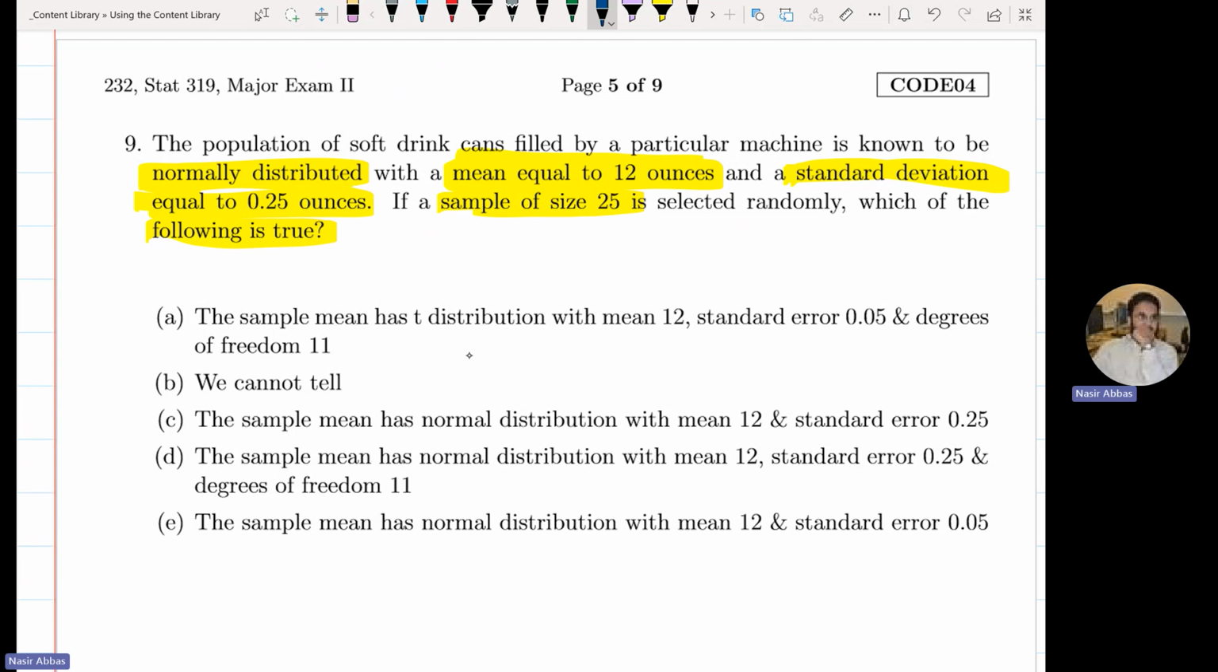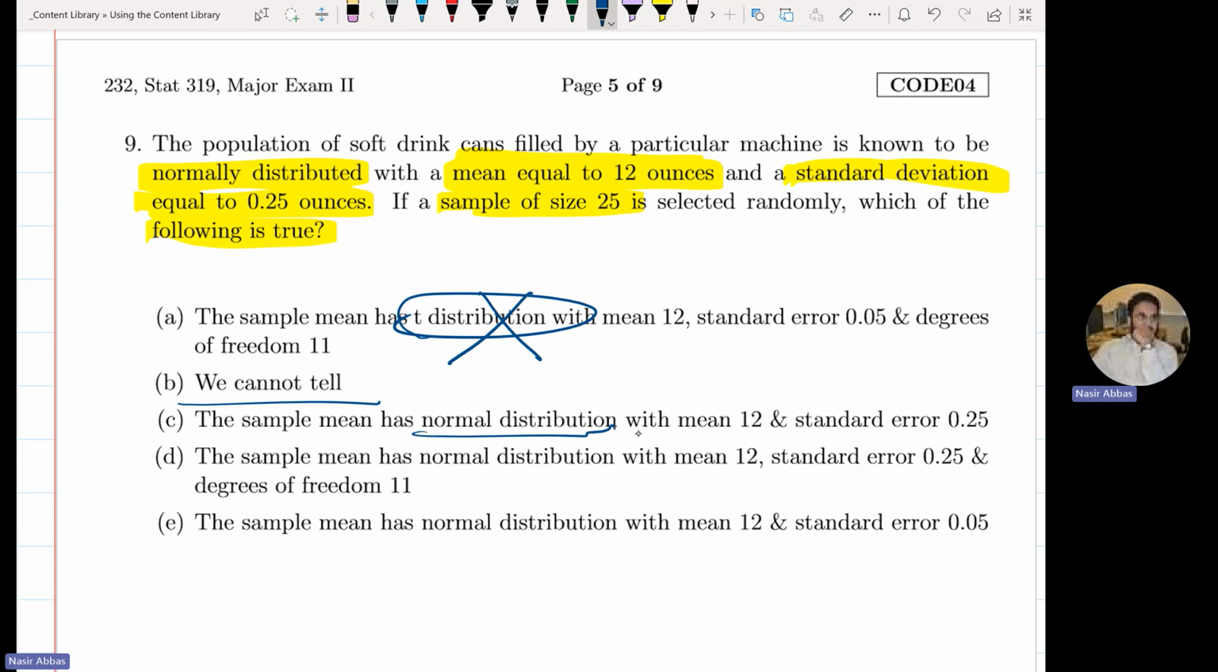The sample mean has a t distribution. Is sigma known? Is sigma known? So it follows z, not t. So this is wrong, not t distribution. In case of unknown sigma, it goes to t. In case of known sigma, it goes to z, which is normal. We cannot tell. I might not be able to tell if the other options are also wrong, but I'll have to wait. See, the sample mean has a normal distribution.